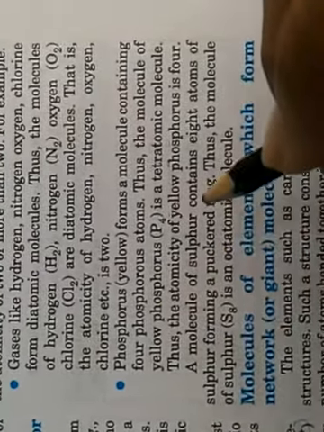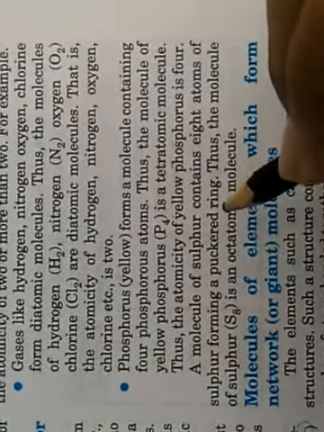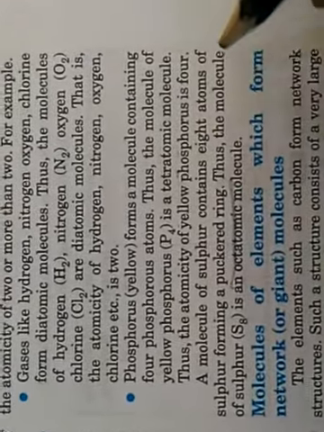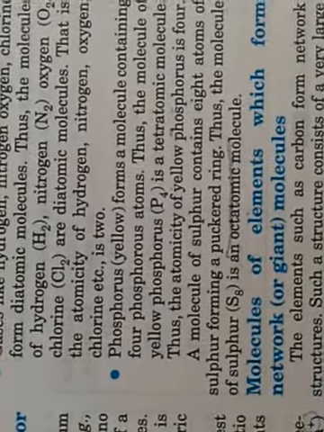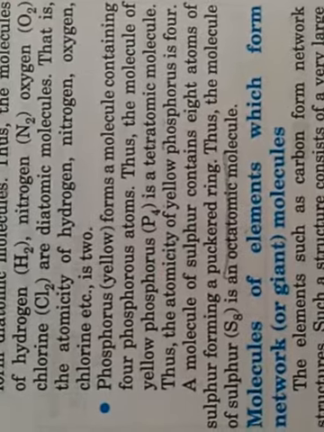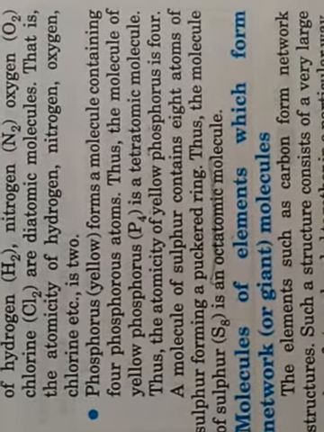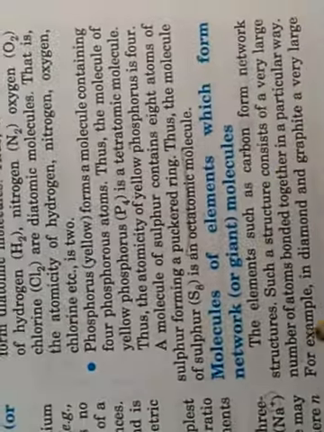A molecule of sulfur contains 8 atoms of sulfur forming a puckered ring. You will study about this puckered ring in the higher classes. Thus the molecule of sulfur is called S8 and is octatomic. Octa stands for 8. We have studied in class 8 mathematics, in reference to triangle, octagon, pentagon, hexagon, geometrical shapes, so we know octa means 8.